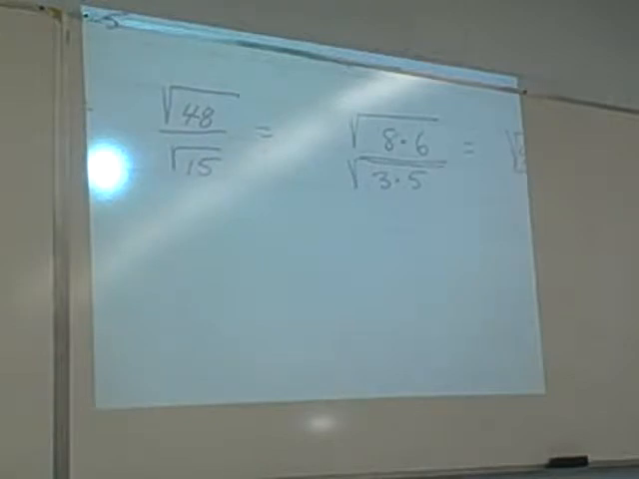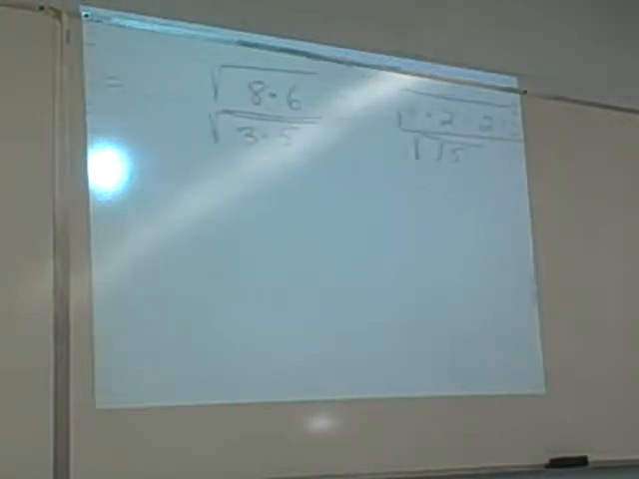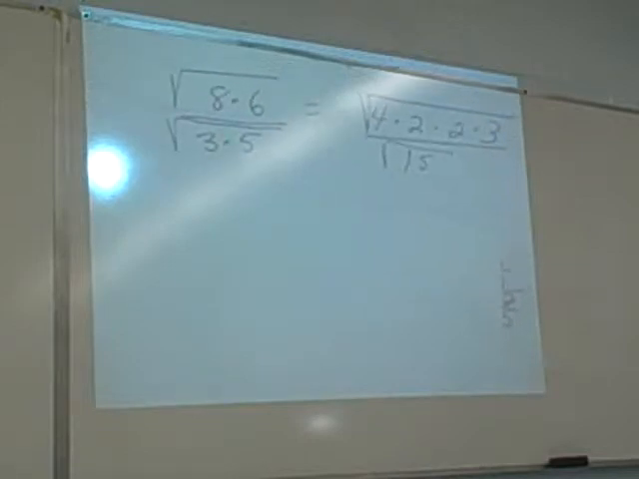48 and 15. Well, 8 times 6, all right, that sounds good to me. And I thought, well, I simplified 8 to get 4 times 2, and I simplified 6 to get 2 times 3. There's not much I can do with 15, is there? 15, the factors are what? 3 and 5. 3 and 5, which are what kind of numbers? Prime. They're prime numbers, so there's nothing I can do with those.